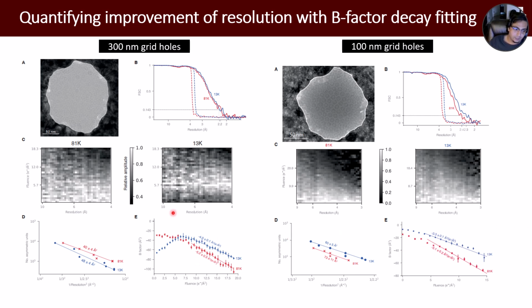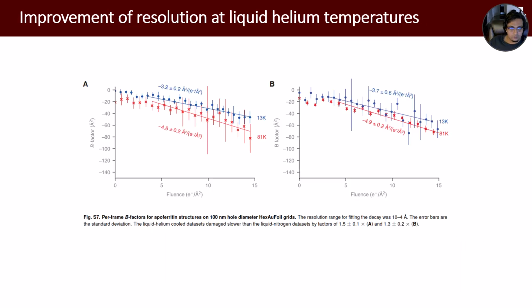And at the same time, if you compare the B factor decay here and here, you can kind of see that, okay, we have this non-linear part here, and then you have the linear decay, which should be linear decay. And obviously 13K has a slower damage compared to 81K. So we can see that, but for 100 nanometer grid holes, you can see that even this asymmetric part, or like a nonlinear part, has become quite linear for 13K, and the slope has also improved to a point where you can definitely see that there's less damage here compared to the 81K.